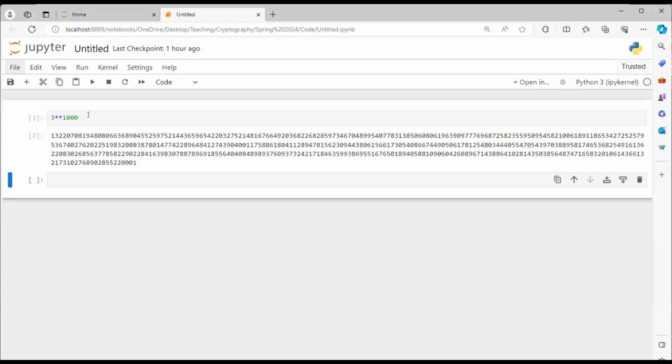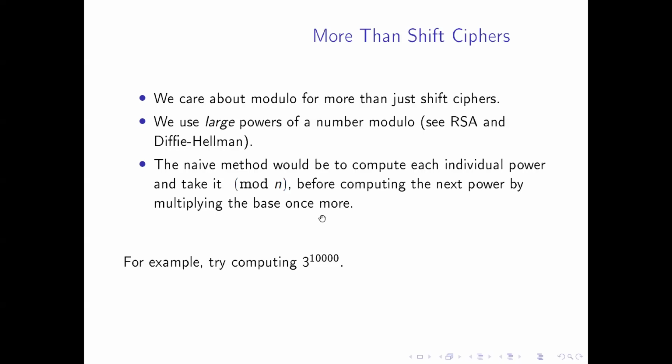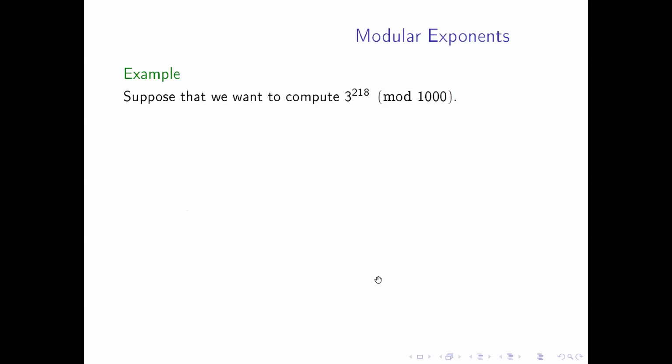So the question is, how do I deal with this? If I can't just compute 3 to the 10,000th and then take it mod something, how am I supposed to do these really large powers in modulo? Let's go back to the slides to see that. We've already seen that this is not going to work. By the way, your calculator will throw an error just as much. And we do use numbers this size in modern cryptography. So how do we do it?